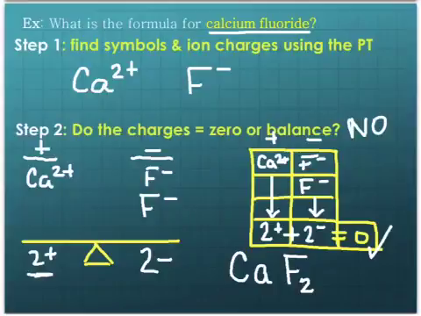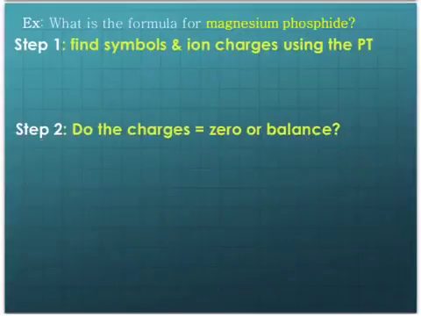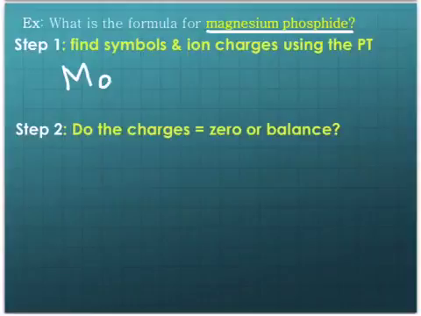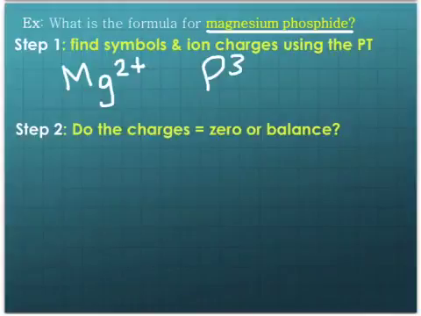Let's try another example, one that's a little bit trickier. Magnesium phosphide. First step, look it up on the periodic table, find the symbols, which magnesium has a charge of +2 and phosphorus has a charge of -3. So my next question is, do the charges balance? Is +2 equivalent to -3 if we're looking at the teeter-totter?